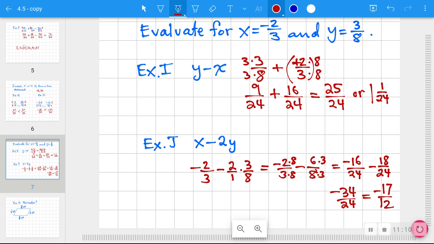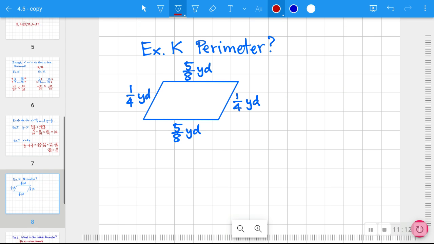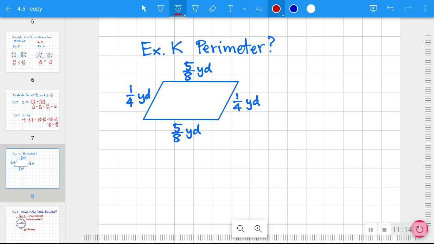Okay, the last problem here is, I take that back. There's 2 more. I'm going to, in the interest of time, do this fairly quickly here, but we're going to add the side lengths all the way around. We'll start with that 5/8 going clockwise here. And once we get that side, we'll do this side. So plus 1/4. And then plus another side down here of 5/8. And another side here of 1/4.